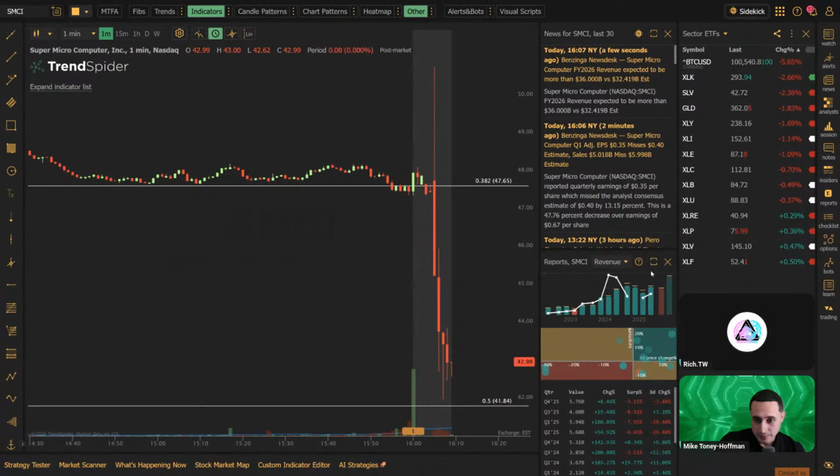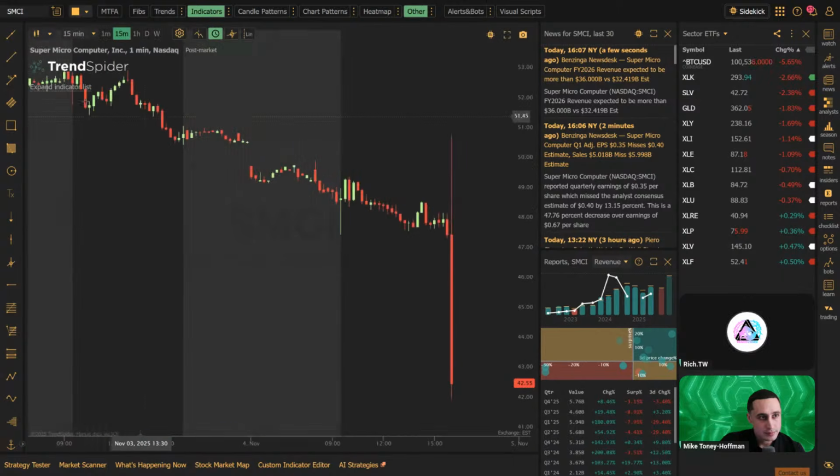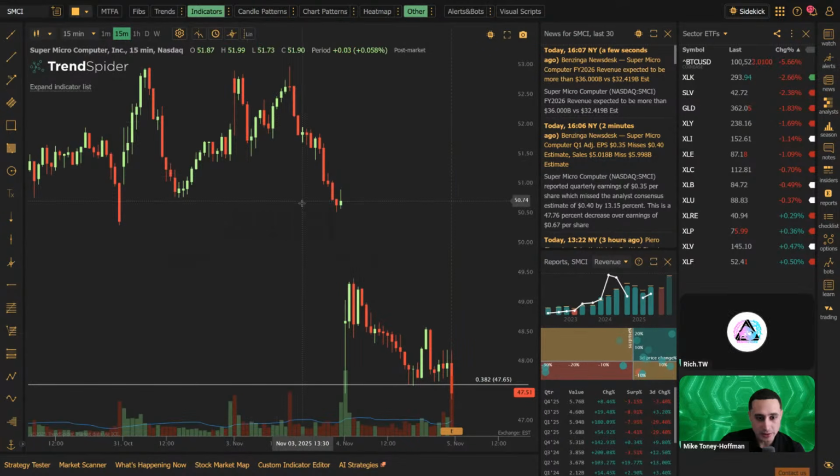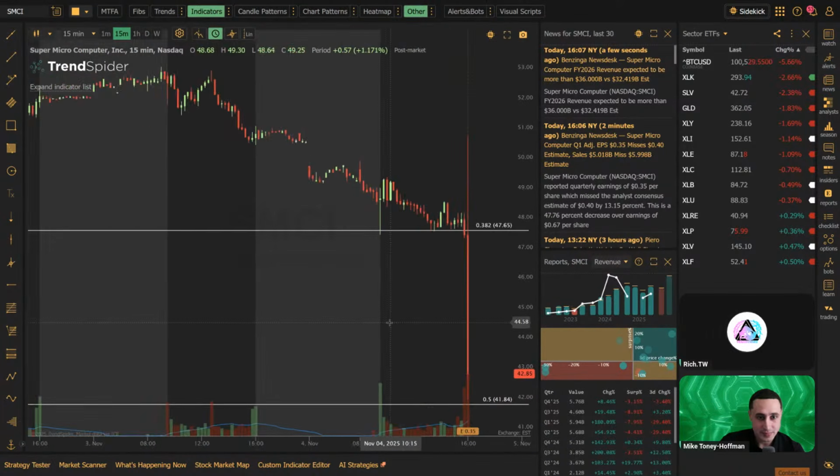I wonder with SMCI, if we go to a 5 or 15-minute chart, how did it look on the day? Interesting to see. Okay, it pretty much turned off after hours. It's pretty much just a gap down fade, actually. Yeah, exactly. Pretty bearish on the day.